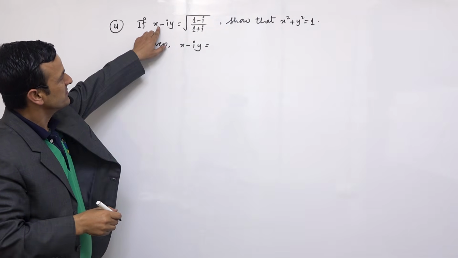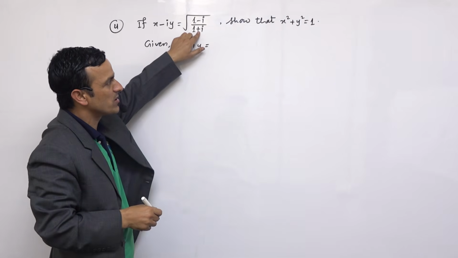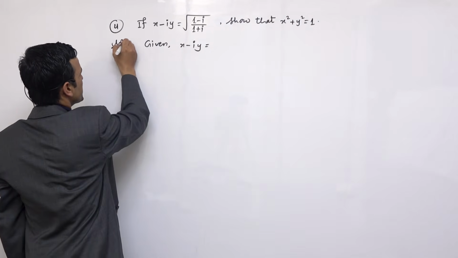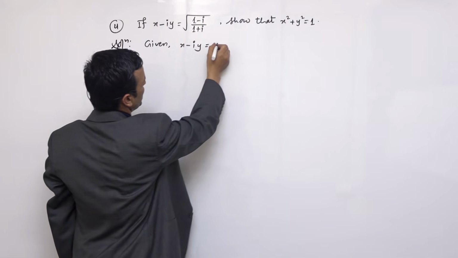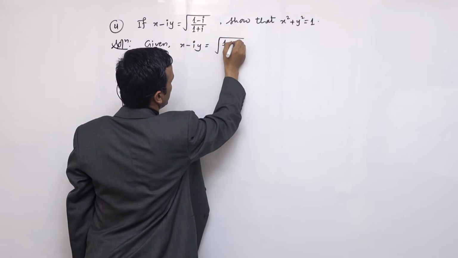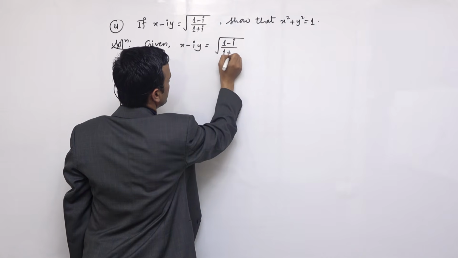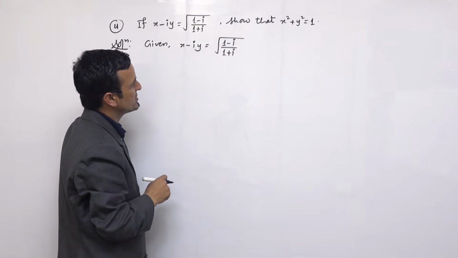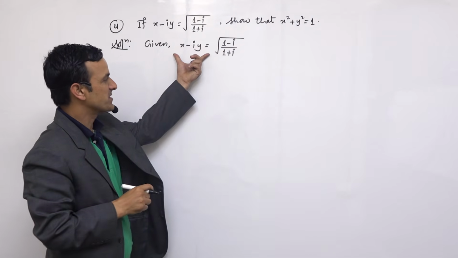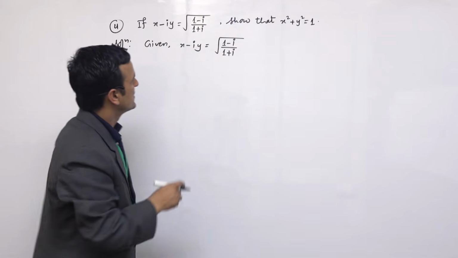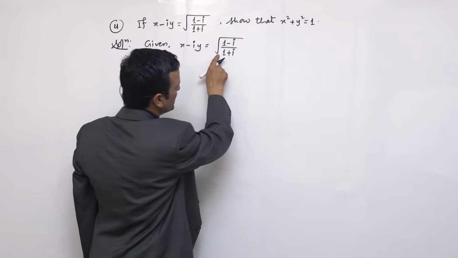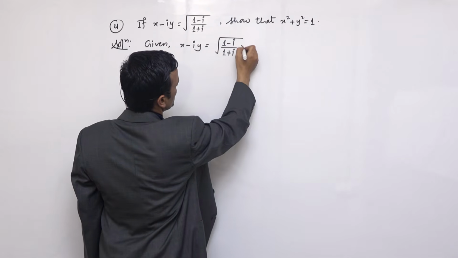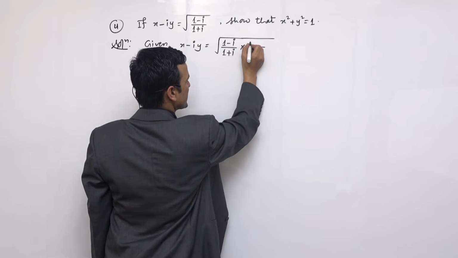So this is the question. If x minus iy is equal to this one, we have to show this relation. So for this, write down the solution. Given is root under 1 minus i divided by 1 plus i. So this is the provided information, and from this provided information we have to show this relation. First of all, remove this root from this term, so we should multiply over here by rationalizing.